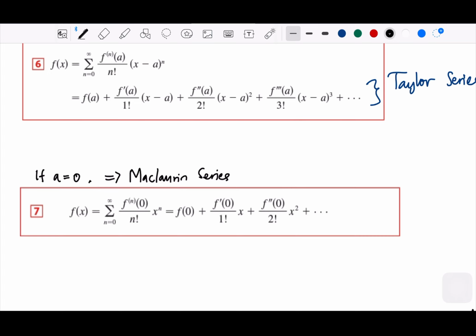And later we are going to see several functions for which we can find the Taylor or the Maclaurin series. Like for example, the most frequently used functions are the exponential, the trigonometric, the logarithmic. Okay, those are some examples.